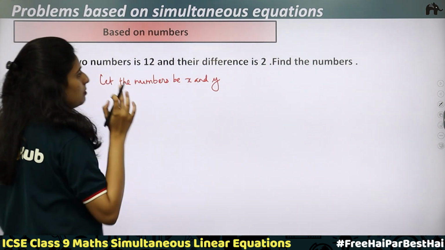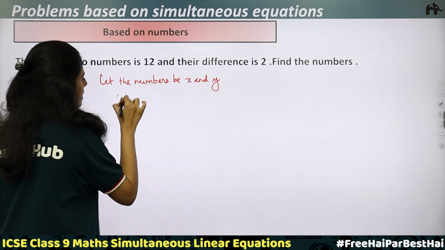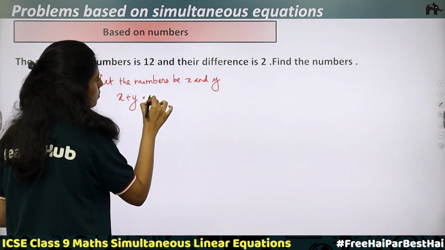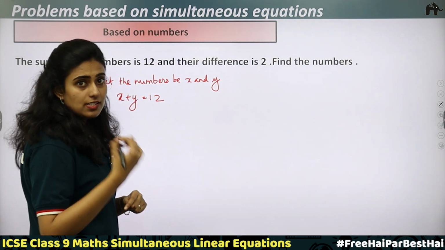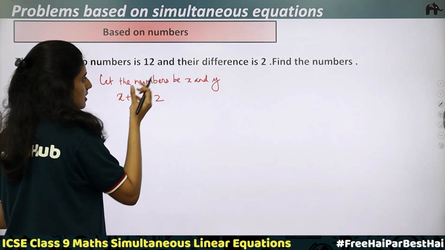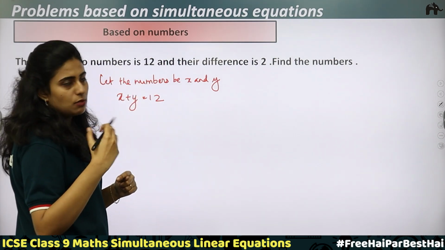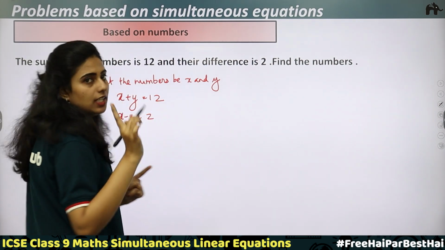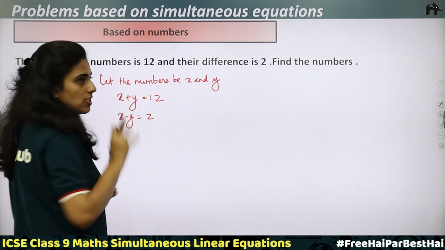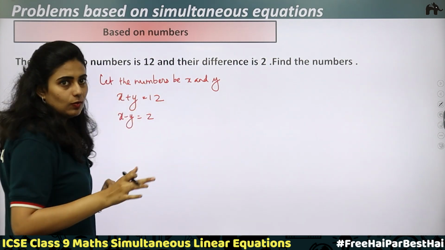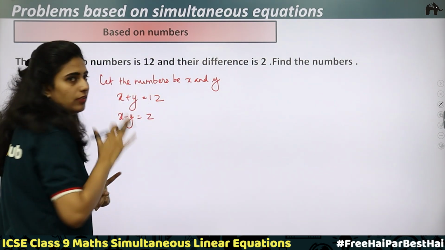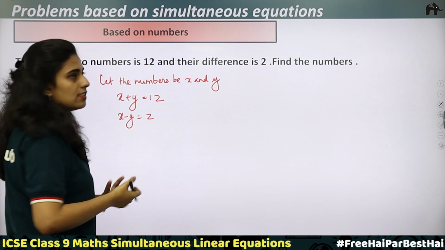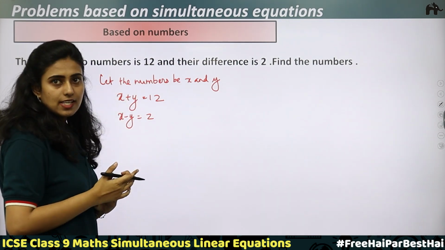What is given? The sum of two numbers is 12, which means x plus y is equal to 12. And their difference is 2. Difference means subtracting the second number from the first number, you should get 2. x minus y is equal to 2. So here we are having two equations. These two are linear equations in two variables. Now we can easily solve to find the values of x and y.